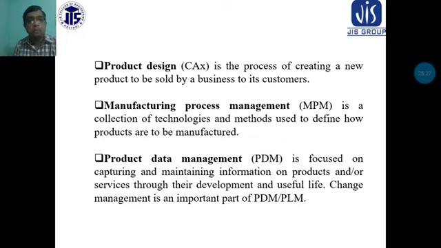And product data management, that means PDM is focused on capturing and maintaining information on products and services through their development and useful life. Change management is an important part of PDM in PLM. That means product data management is concerned with change management, which is an important part of PDM in PLM.